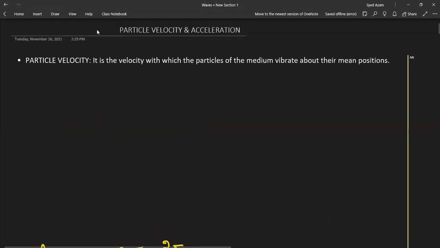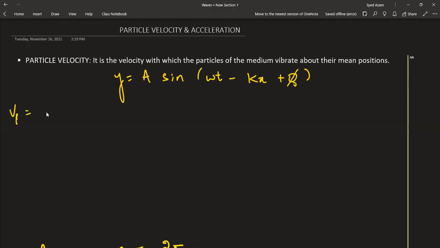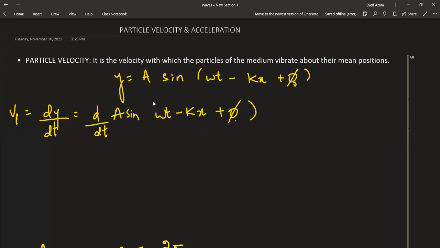See, when we're talking about the particle velocity, wave velocity is the velocity with which the entire wave is moving. But when we're talking about a single particle from that wave which is moving, that is known as the particle's velocity. So what we do, we take the particle's equation, that is the equation of displacement, a sine omega t minus kx plus phi naught. Okay, now particle velocity will be dy over dt. So when you differentiate it, this will be a sine omega t minus kx plus phi naught.